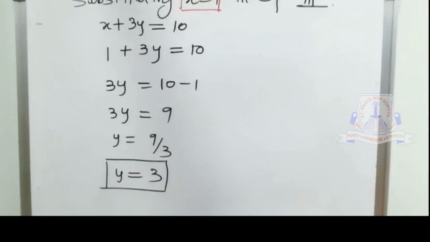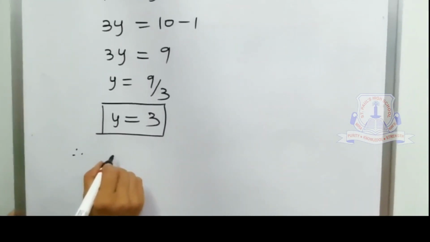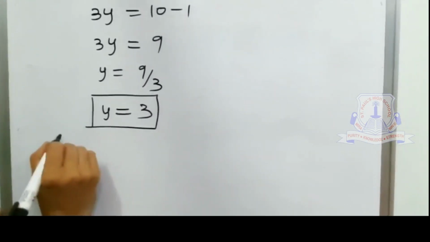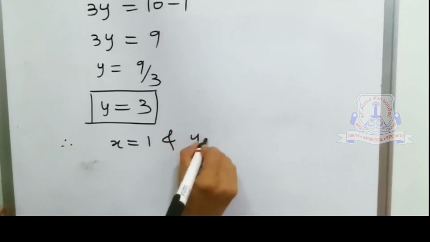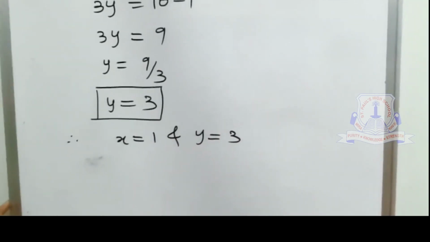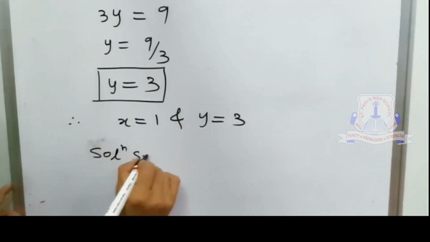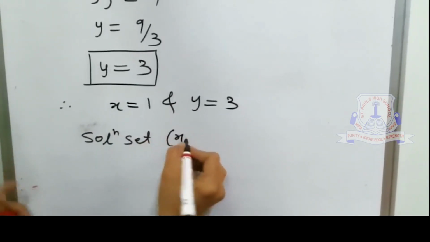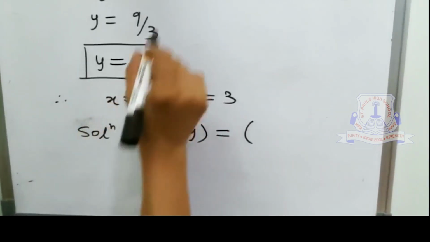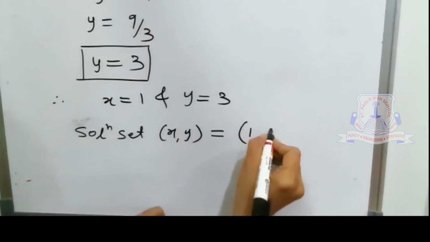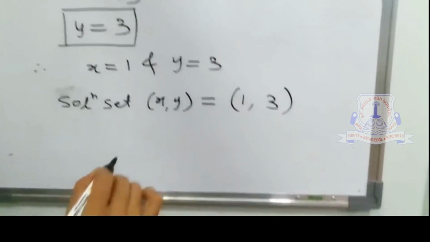Now we need to write the last statement, which is very important. We can write the last statement in two ways. First method is x equal to 1 and y equal to 3. This is the way to write a last statement, or even you can write it this way also. Solution set x comma y, we write in a bracket. We always write the value of x first followed by the value of y in a round bracket. So 1 comma 3 is the value of x and y.